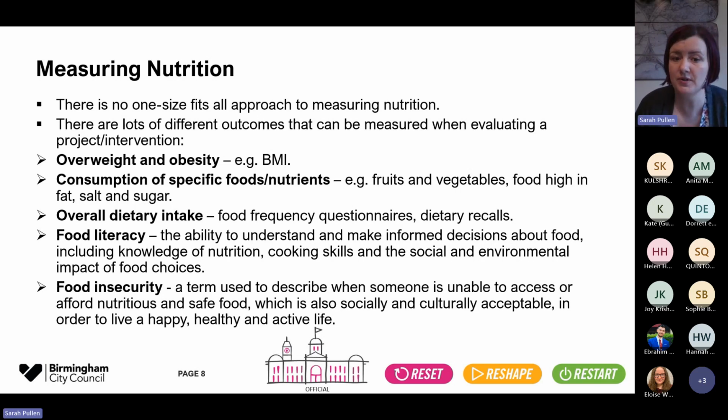And also food insecurity. So this term is what's used to describe when someone is unable to access or afford nutritious and safe food, which is also socially and culturally acceptable in order to live a happy and healthy active life.